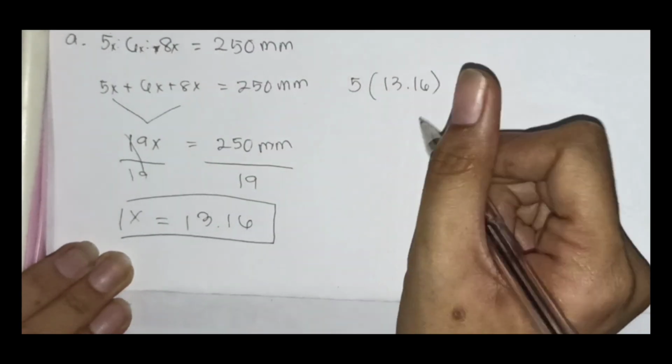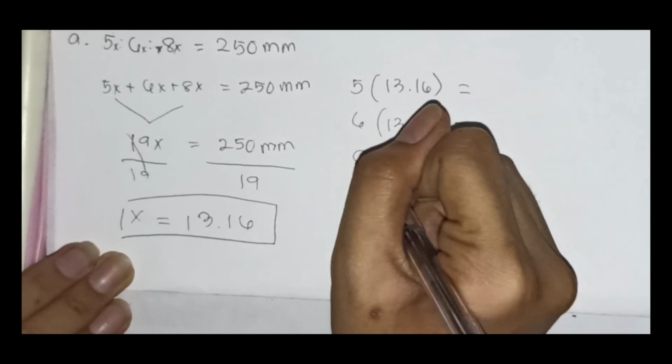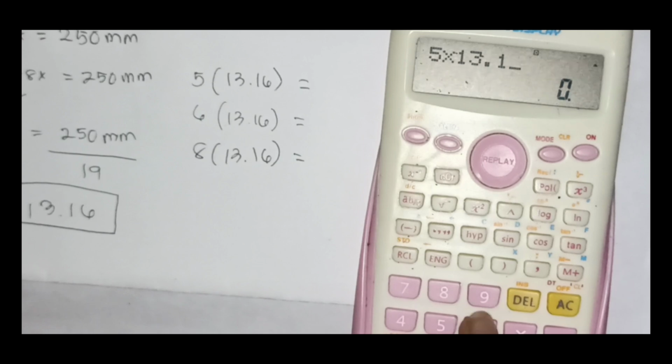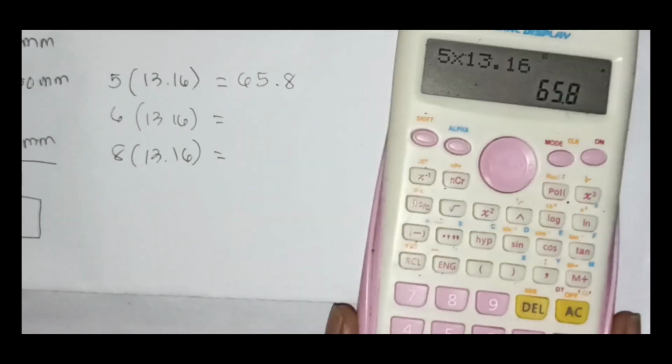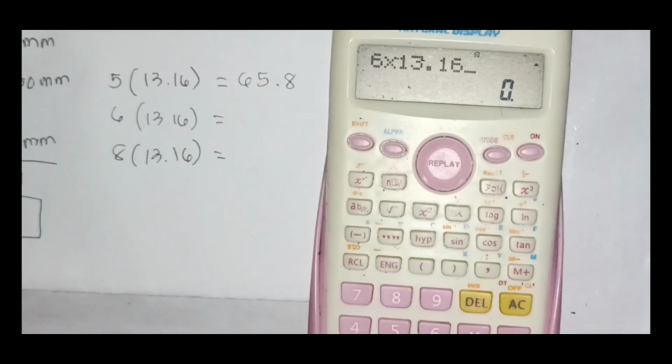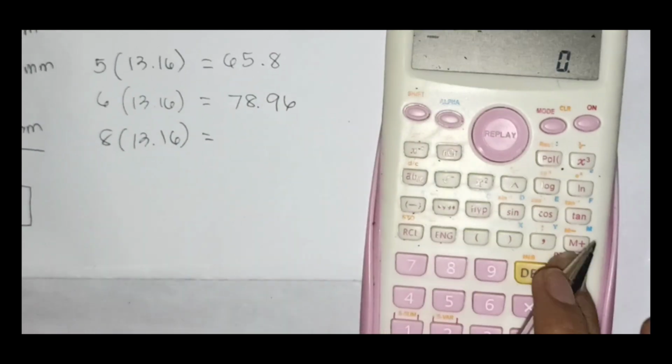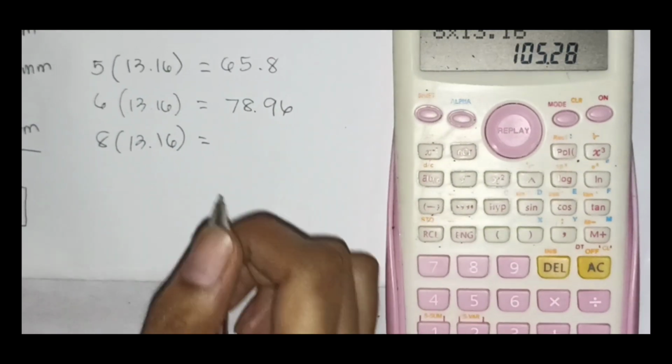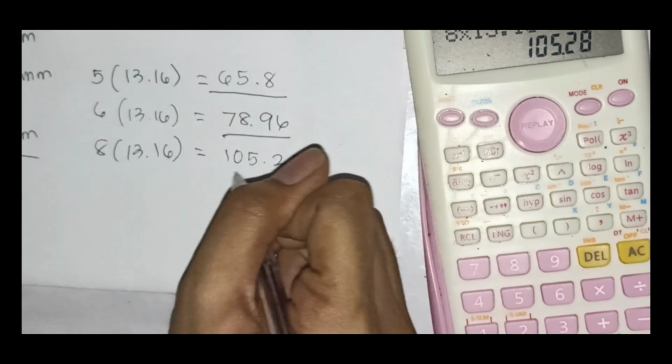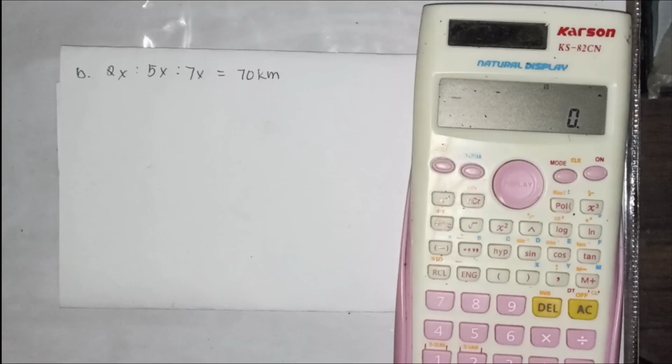And then, yung 13.16, i-multiply natin siya sa mga ratio. 5 times 13.16 is equal to 65.8. 6 times 13.16 is equal to 78.96. 8 times 13.16 is equal to 105.28.